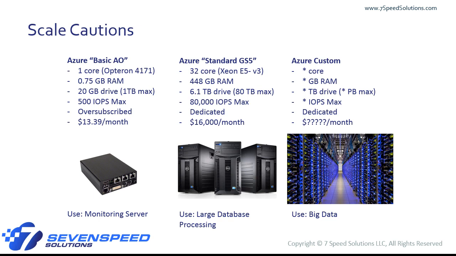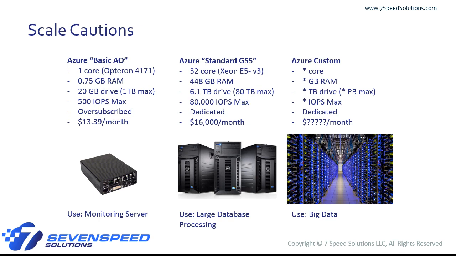We look at the example of the Azure basic A0 machine. It's a very basic machine. It's 1 core, less than a gigabyte of RAM, 20 gig hard drive, a maximum of 500 IOPS. It's an oversubscribed model, meaning that there's multi-tenancy, and it's only $13 a month. Now this would be perfect for a monitoring server, which requires very little compute, very little resources. It just requires a few processes to run.